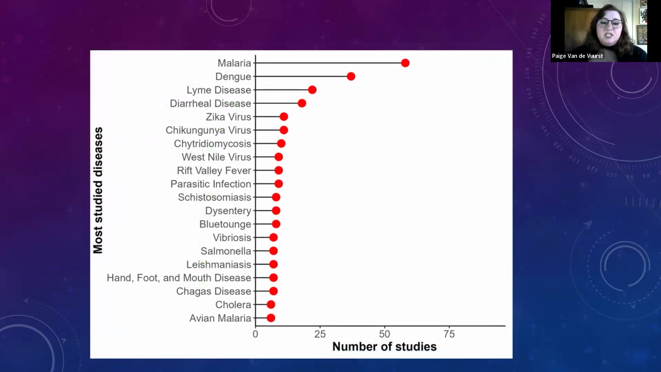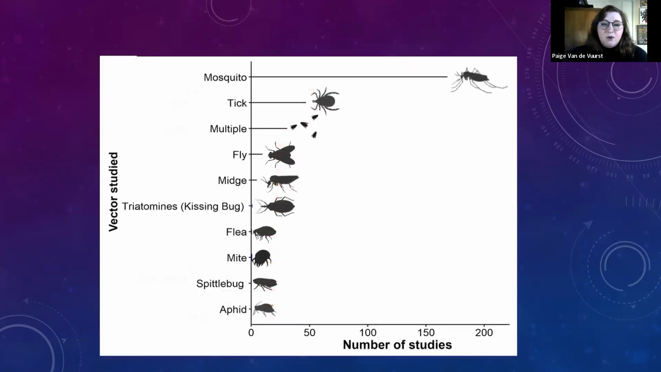And of those specific diseases studied, there were over 200 individual pathogens studied during this period. This is just the top 20 or so. And again, it was reflective of that emphasis on vector-borne diseases. So things like malaria, dengue, and Lyme disease were very heavily studied during this period. Other pathogens less so. And when we looked at our individual vectors assessed, very much there was a focus on mosquito-borne pathogens.